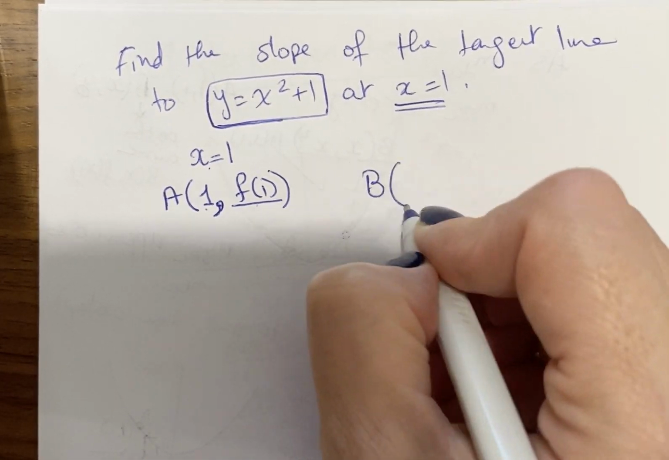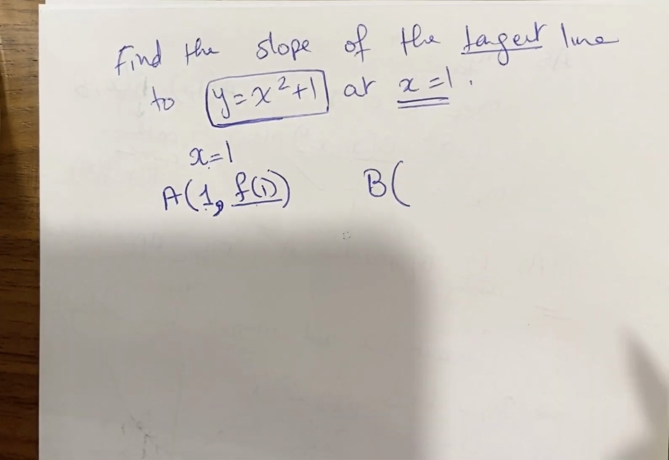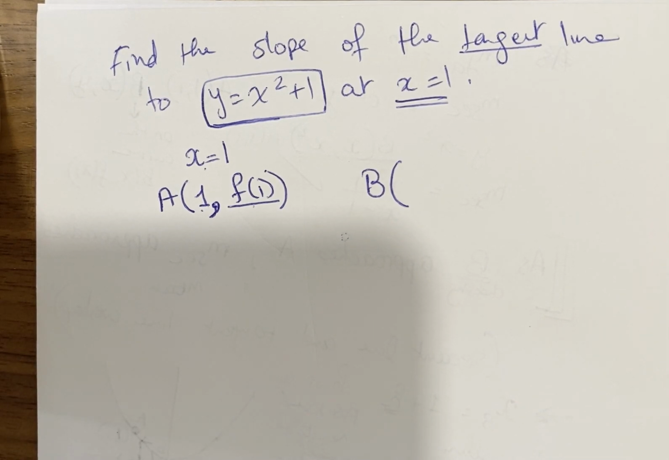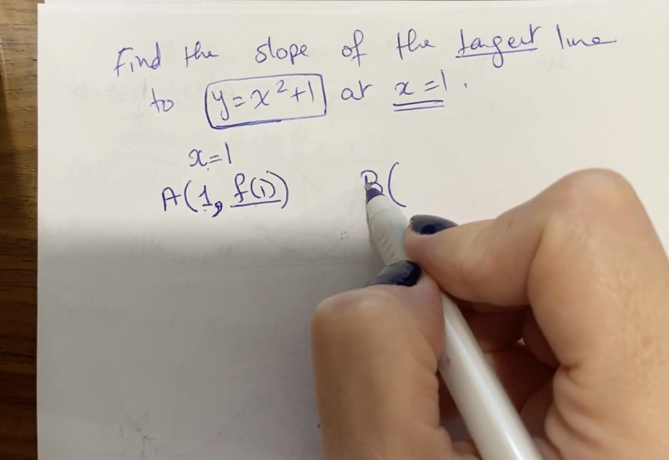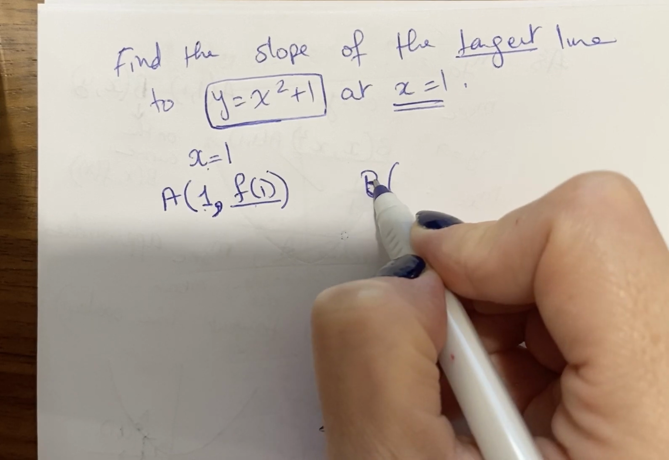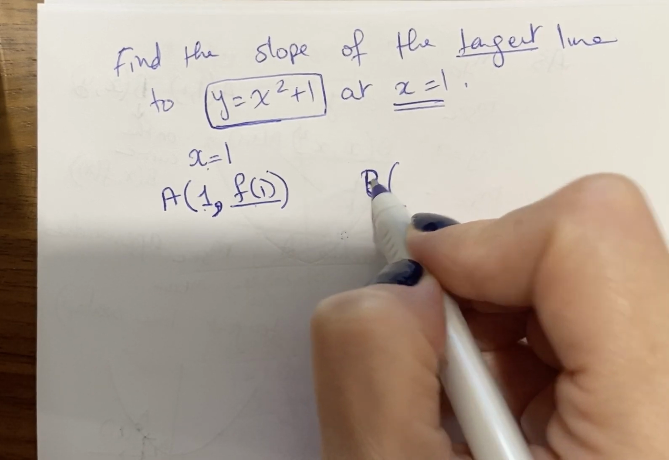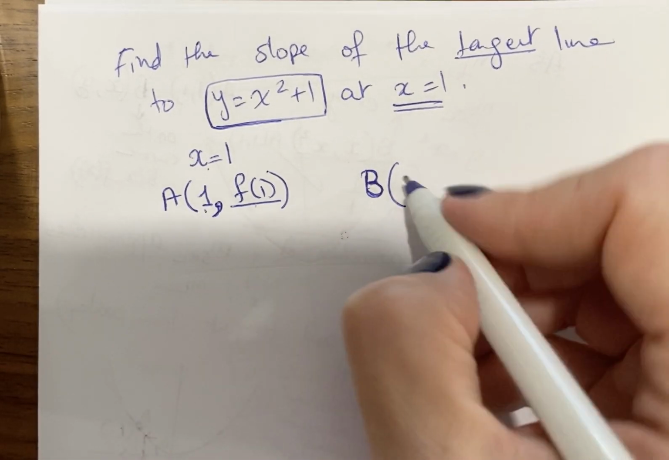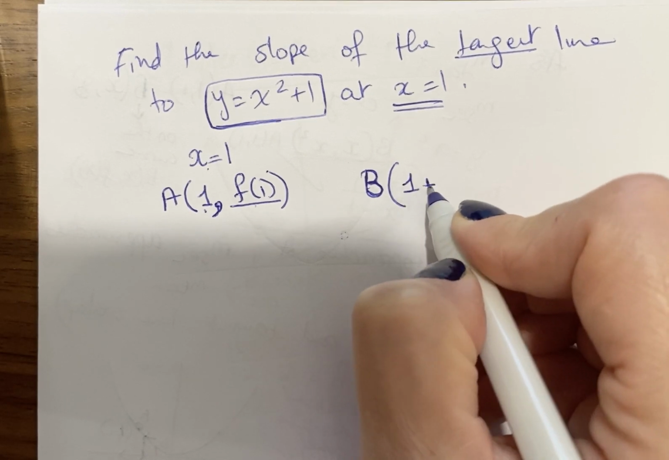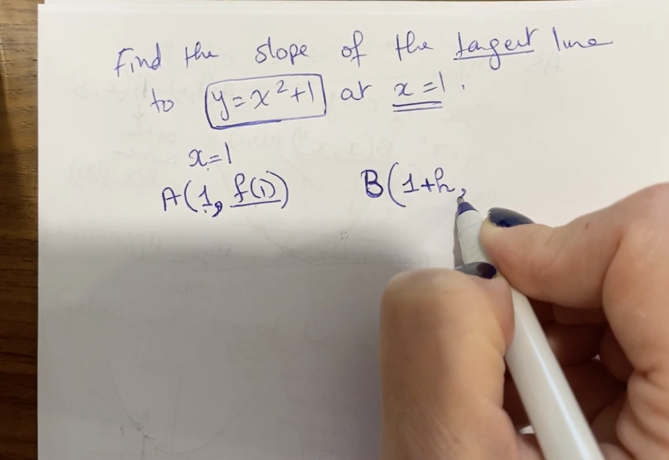What's the point B we will choose? Because we don't want to find the secant line, we want to find the tangent line. But the tangent line uses the secant line so that it reaches the goal. So how do we use it though? We don't use it randomly. We use it such that the point we are choosing is very close to A. How do we mean very close? It means that it's 1 plus h.